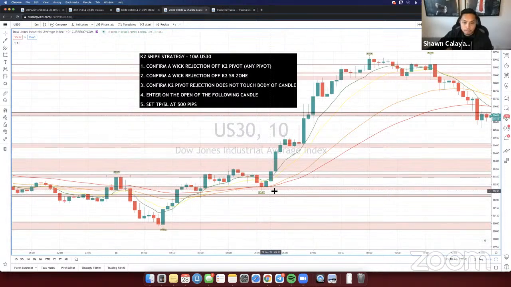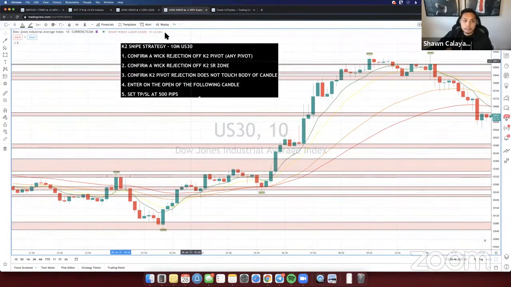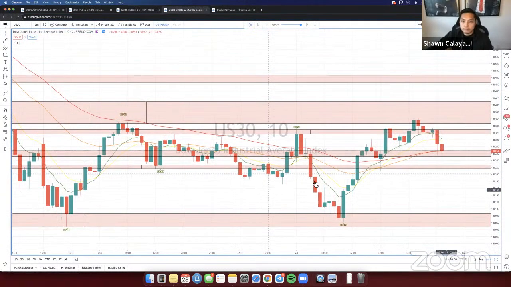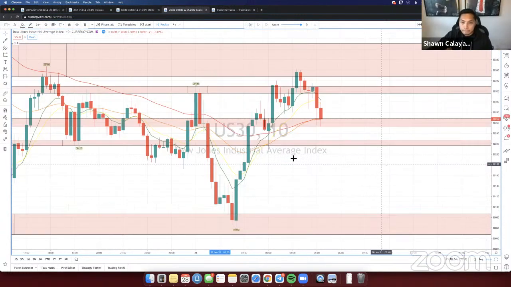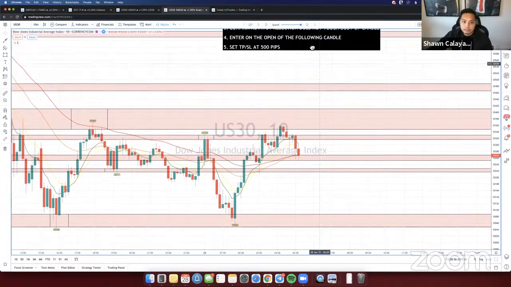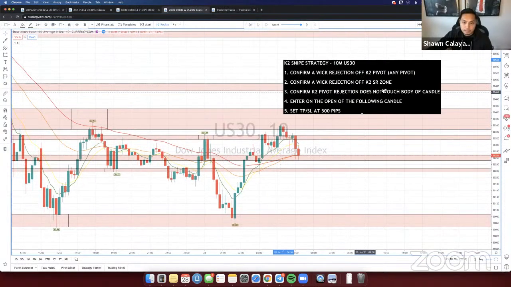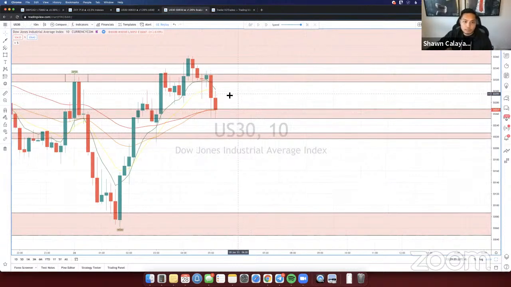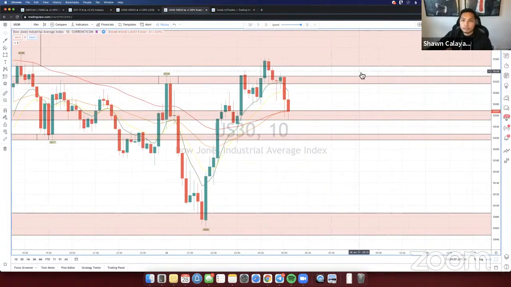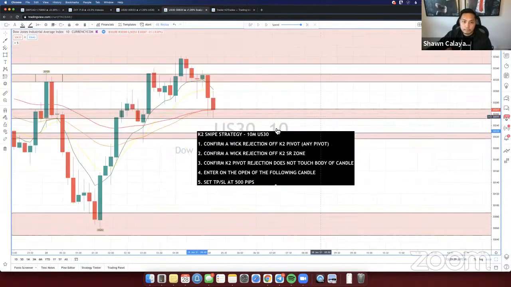So this over here would be an example. Let me see if I can back up over here and give you a better view of this. It's kind of hard to see. Let me get you a cleaner one, but this is basically what you're looking for: a rejection off the pivot and the SR level. Actually, we got one right here. So let me go over to this one. We have this one right here.